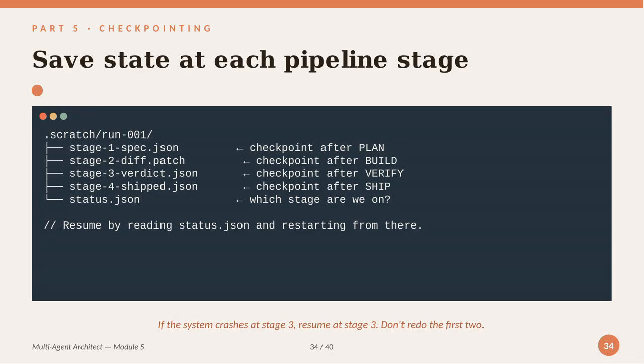Checkpointing. Save state at each pipeline stage so you can resume from anywhere. The pattern: each stage of the pipeline writes a checkpoint to the scratch directory. Stage 1, plan. Write spec to stage 1 spec.json. Stage 2, build. Writes the diff to stage 2 diff.patch. And so on through verify and ship. A status.json file at the top.